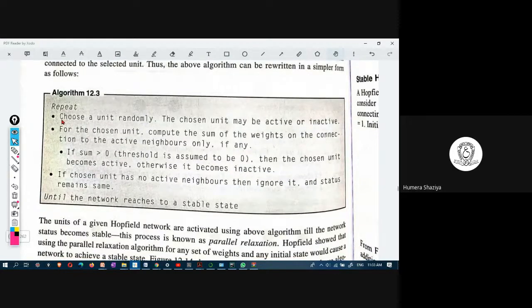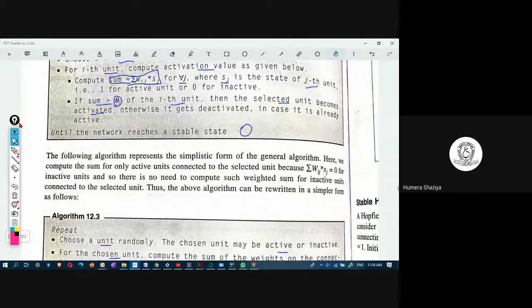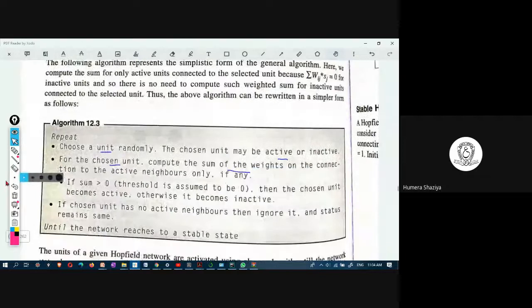And then this algorithm is repeated. Choose a unit randomly. The unit may be active or inactive. For the chosen unit, compute the sum of the weights, whatever we have done here. If the sum is greater than 0, considering the threshold to be 0, the node becomes active. Otherwise, it becomes inactive.